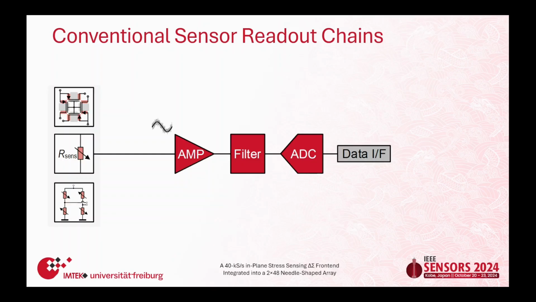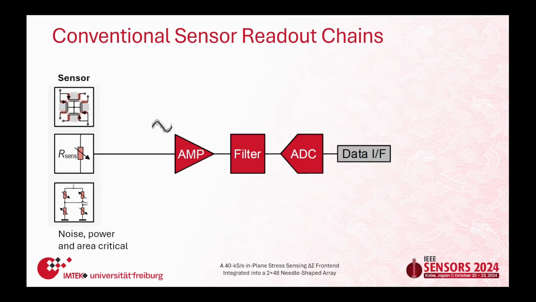Before I move to our own implementation, let me just show you a conventional readout chain for stress sensors. At the very beginning of our readout chain, we have our sensor itself. And there are several options to implement a sensor. That might be a resistor, that might be a transistor. You can also implement a stress-sensitive current source.